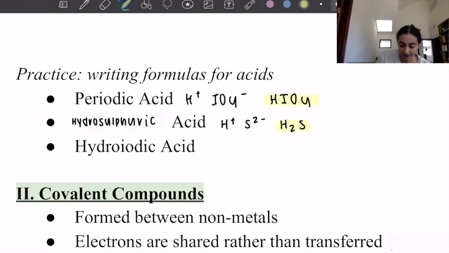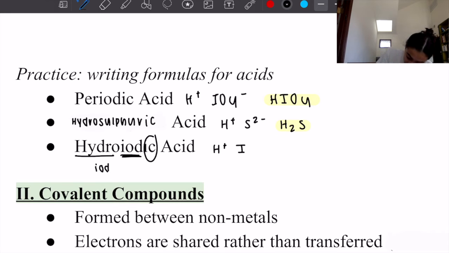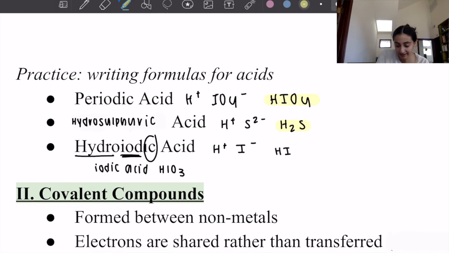Finally, we have hydroiodic acid. So same kind of thing, we have H plus, iodine. We know this is iodine because of the iode, and it's ending in ic, and there's a hydro because there's no oxygen, so we know it's not iodate. If this was just written as iodic acid, that would be HIO3. However, this is hydro, so we're just talking about iodine by itself. Iodine has a -1 charge, so this would just be written as HI.